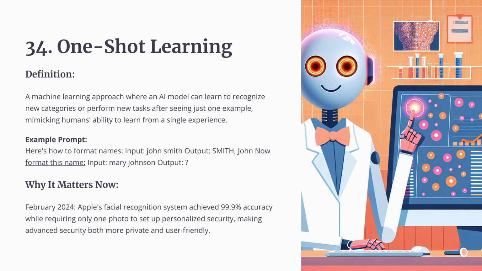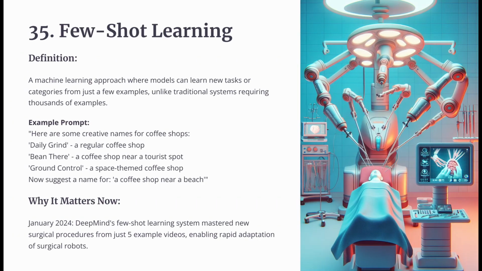A simple way to understand this is through AI chat prompts. If I tell an AI, here's how to format names: John Smith, Smith, John. Now format Mary Johnson. It can learn the entire pattern from that single example. Few-shot learning is a machine learning approach where models can learn new tasks or categories from just a few examples, unlike traditional systems requiring thousands of examples.